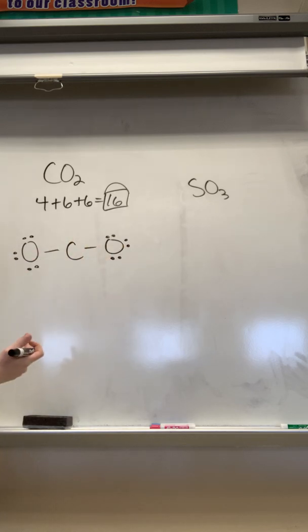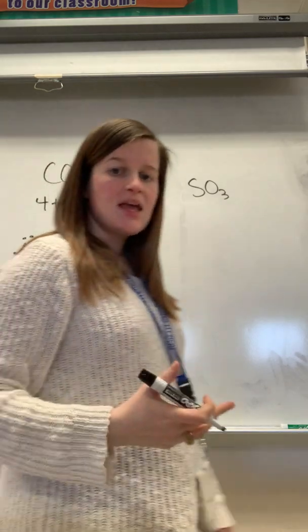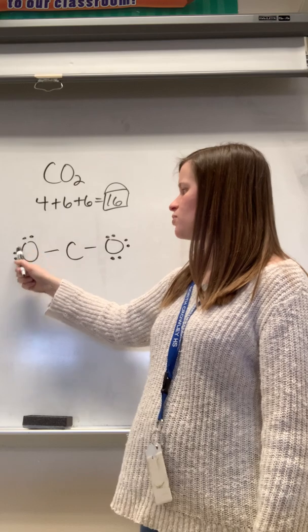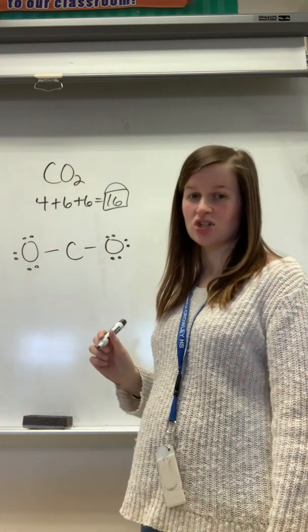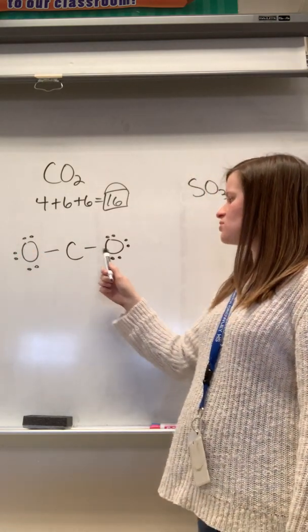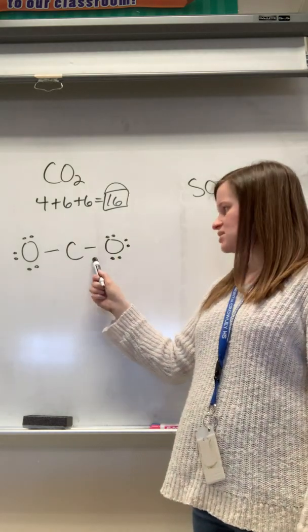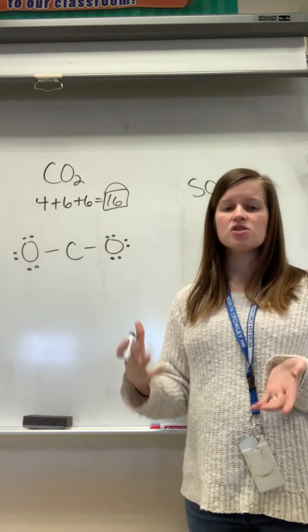I've used up 16 on this diagram. And so I want to make sure everybody has an octet. So oxygen does have an octet. It has 2, 4, 6, 8, because remember that line counts as 2. And this oxygen has 8, 2, 4, 6, 8. Carbon, however, still only has 4. It just has these 2 lines. So we're going to share.